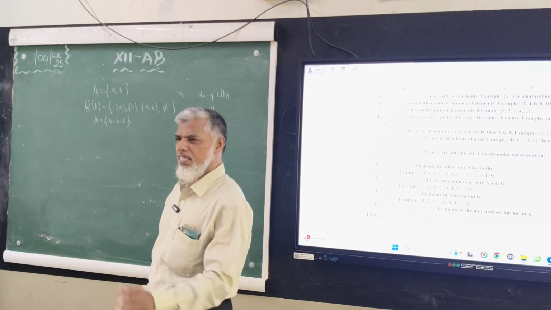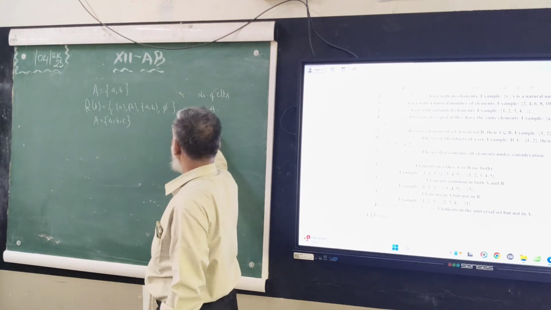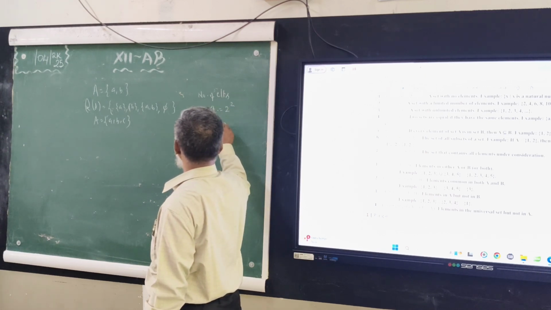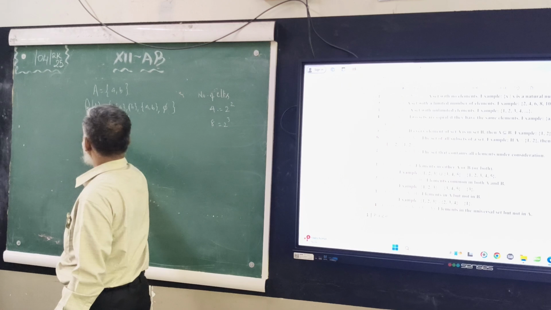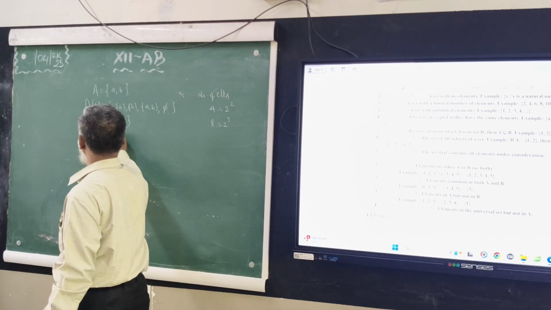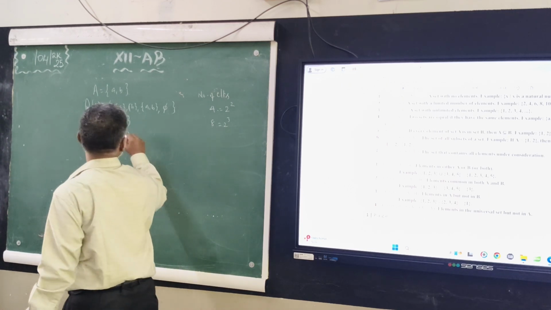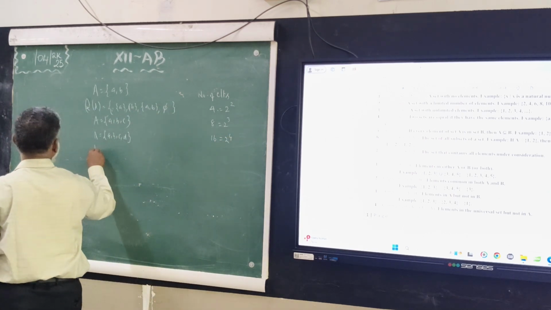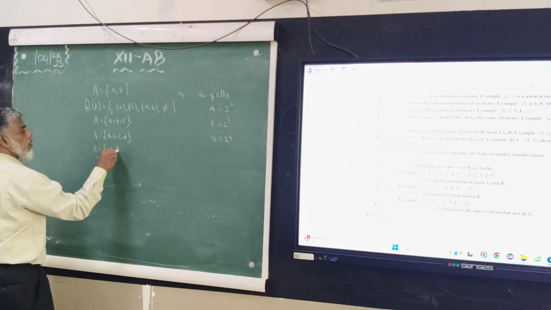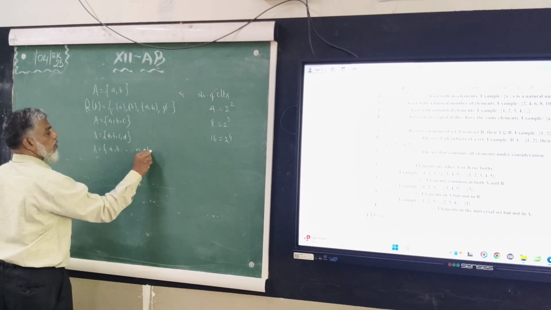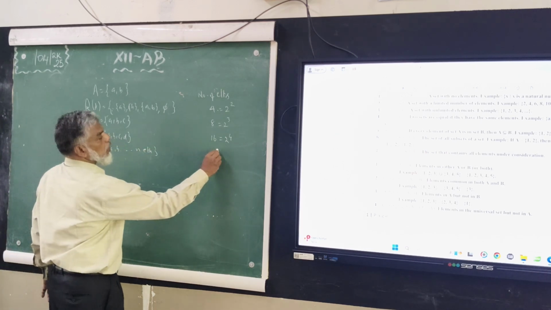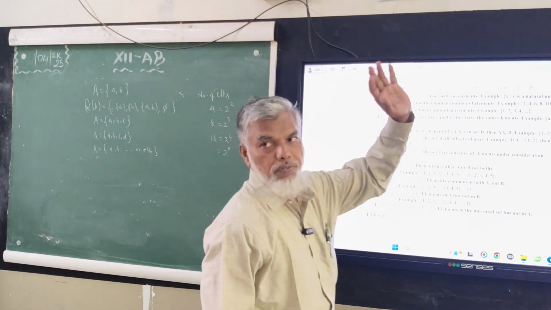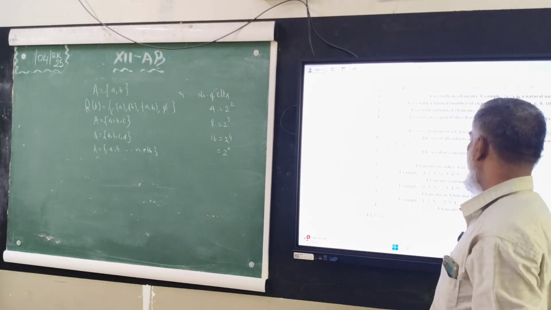You all studied this in 7th or 8th standard. It is 8. So this is 2 power 2 and this is 2 power 3. If A has 4 elements, it is 16, 2 power 4. If A has n elements, it is 2 power n. These are all concepts you studied from 7th or 8th standard onwards.